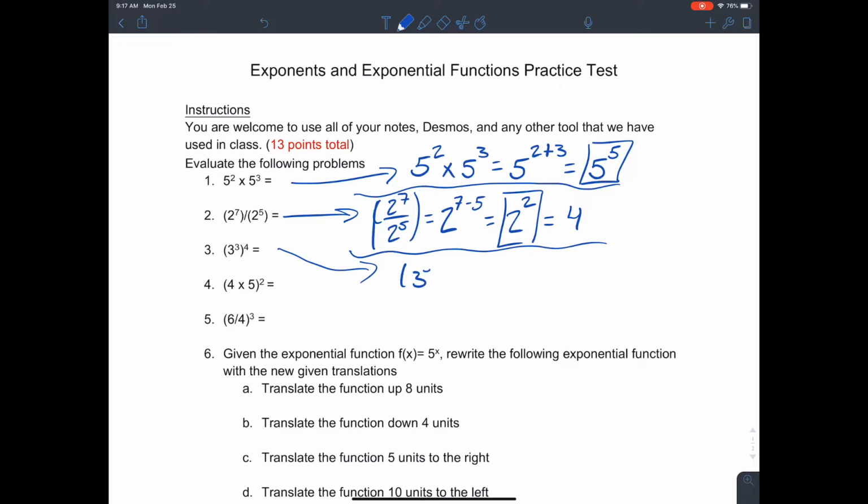3 to the 3rd power, to the 4th. When you have an exponent that's raised to another exponent, you multiply here. So you should have 3 to the 3 times 4, which is 3 to the 12th.